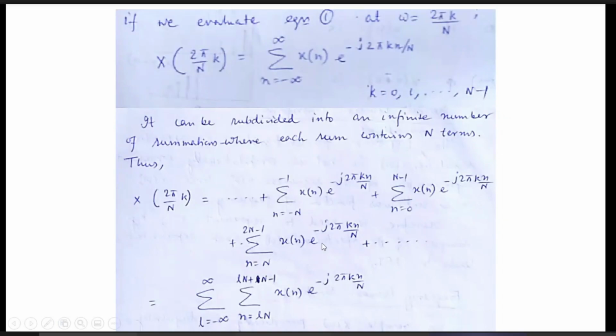Now the whole range is represented mathematically as the summation over l from minus infinity to infinity, with an inner summation n from lN to lN plus N minus 1, and this term remains the same, x of n e to the power minus j 2 pi k n by N. The outer summation represents the variation of l from minus infinity to infinity. So this single summation is represented as a double summation.